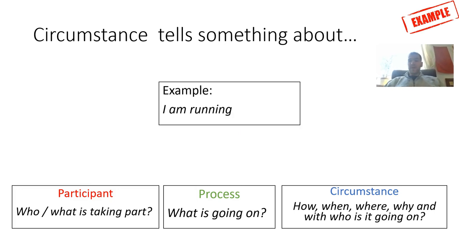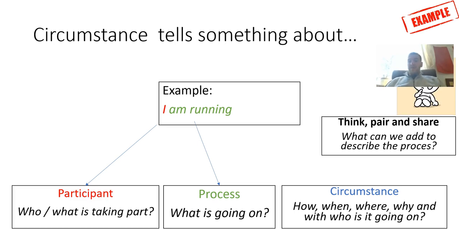The first example is I am running, and we're gonna attempt to color this together. Participant: I. Who is taking part? I is taking part in this sentence. The next part of the sentence, am running, is the process. That's basically how you color this simple sentence in English. So I is the participant in the sentence, the one who is taking part, and am running is the action or process which the participant is performing.